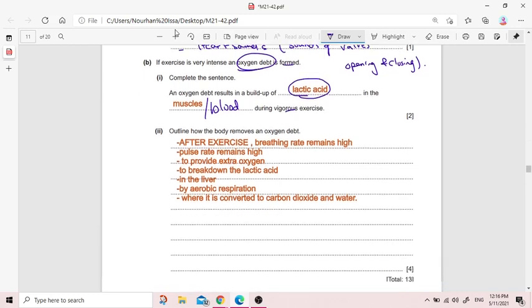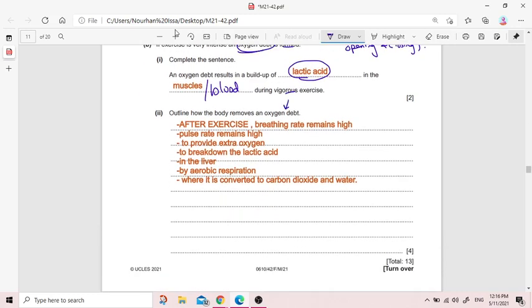We said it is removed after exercise. It is removed after exercise. How? Your breathing rate remains high and also the pulse rate remains high. Why is this? To provide extra oxygen that breaks down the lactic acid in the liver.